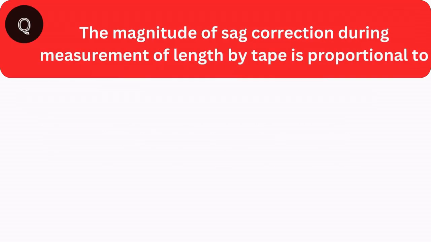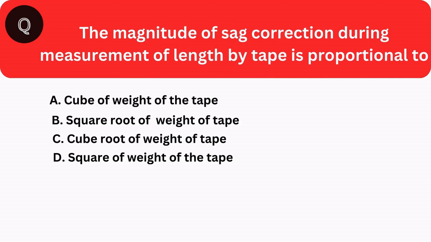The magnitude of sag correction during measurement of length by tape is proportional to Option A, cube of weight of the tape. Option B, square root of weight of tape. Option C, cube root of weight of tape. Option D, square of weight of the tape. Answer D, square of weight of the tape.